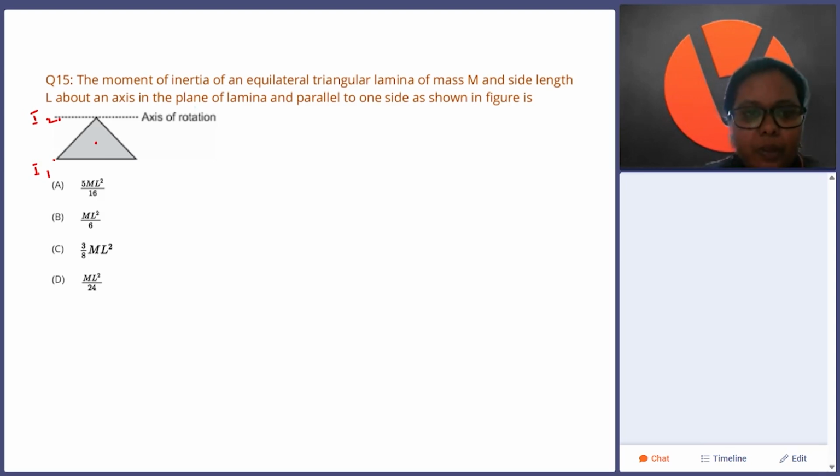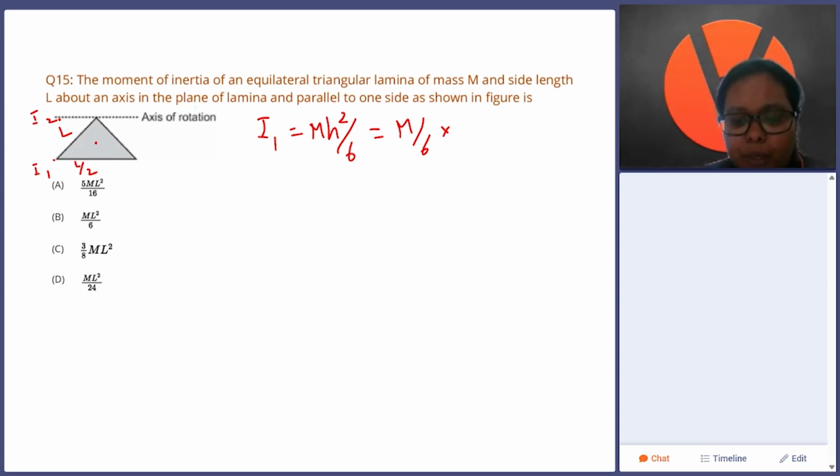What we know, I1 is M h square by 6, which is equal to M by 6 into h square value. So this is L, this is half of that. So h value would be root 3 by 2 L, the whole square. So what is the final value? M L square by 8.